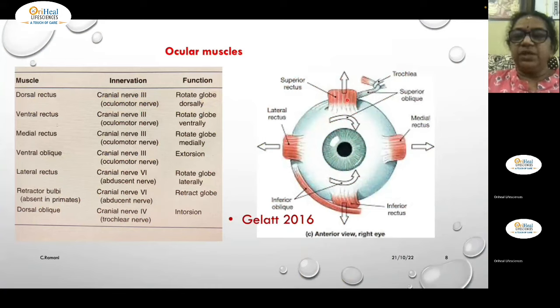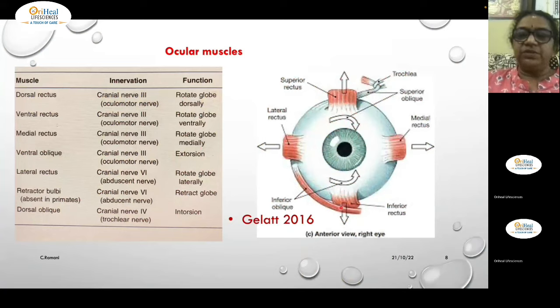Apart from this, there are also two oblique muscles that help in extorsion and intorsion. So you can see here the dorsal oblique muscle results in intorsion and the ventral oblique muscle results in extorsion. So that is how you find this extorsion and intorsion movement also in the eyeball.